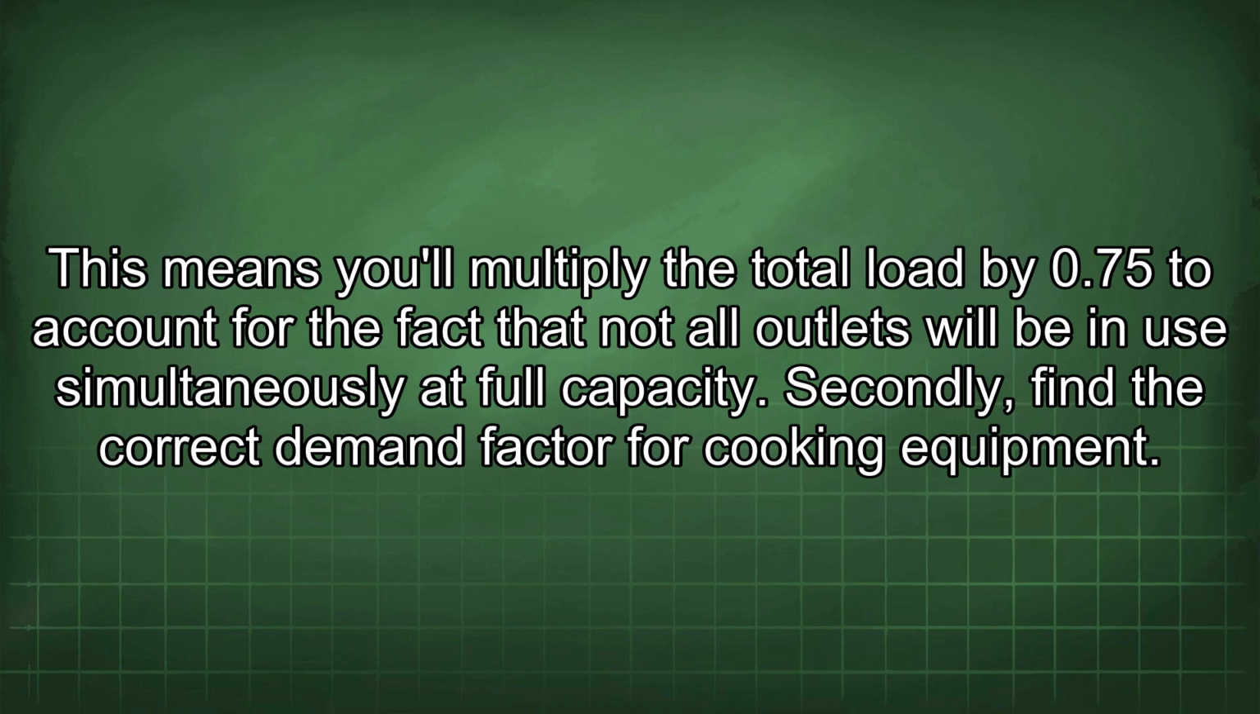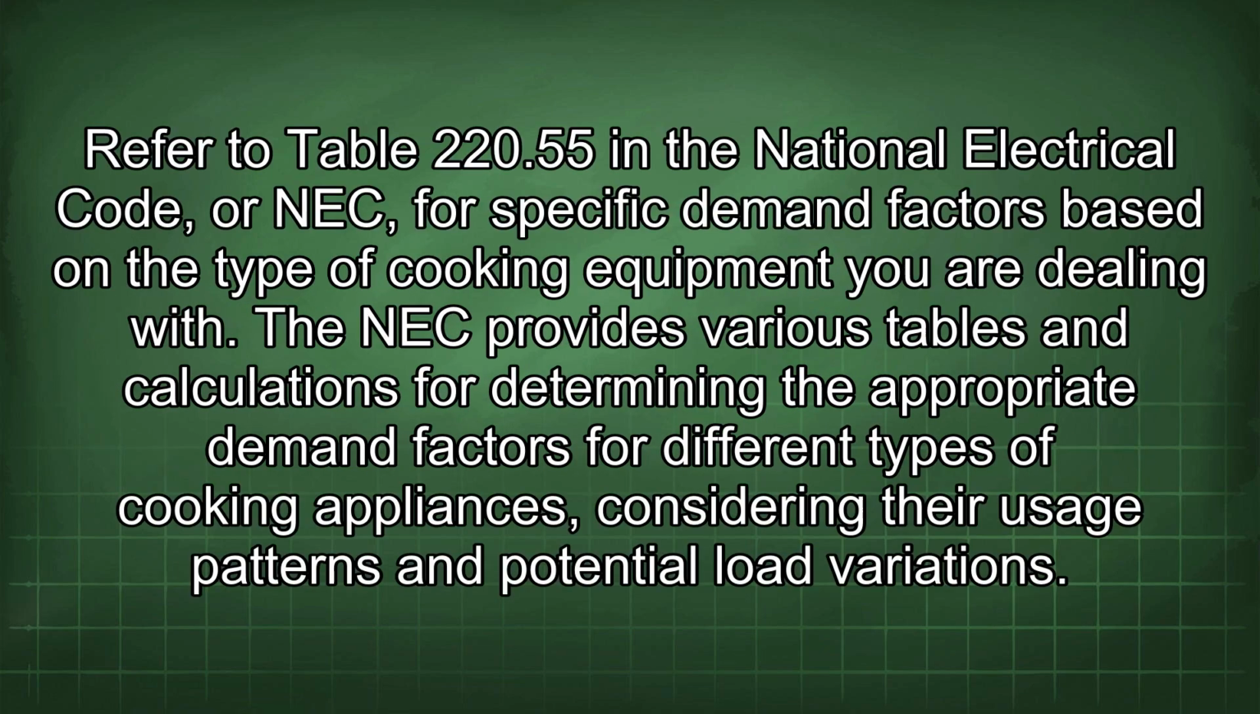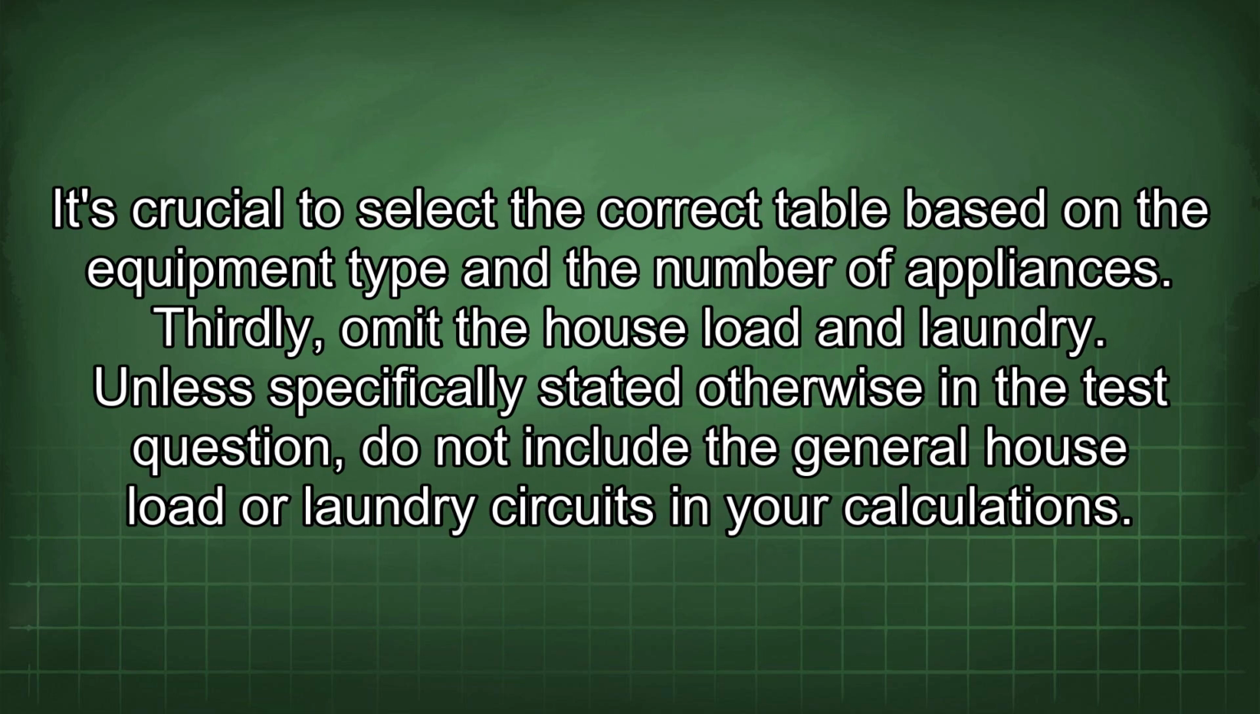Secondly, find the correct demand factor for cooking equipment. Refer to Table 220.55 in the National Electrical Code, or NEC, for specific demand factors based on the type of cooking equipment you are dealing with. The NEC provides various tables and calculations for determining the appropriate demand factors for different types of cooking appliances, considering their usage patterns and potential load variations. It's crucial to select the correct table based on the equipment type and the number of appliances.